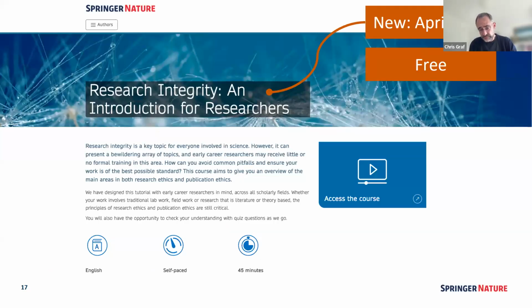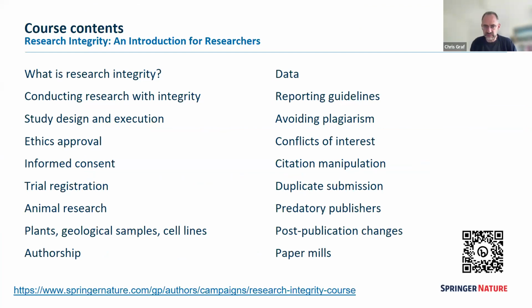Two resources, both from Springer Nature, both of which are free to access, and both look at research integrity from, well, different perspectives. This is the newest of the courses that my team has launched, amongst a great deal of resource that you can find on the Springer Nature website. It was new earlier this year, and it's an introduction to research integrity designed for researchers. It's self-paced in English, 45 minutes long, requires registration, doesn't require anything else, and covers many aspects from the research end of things through to the research communication end of things.